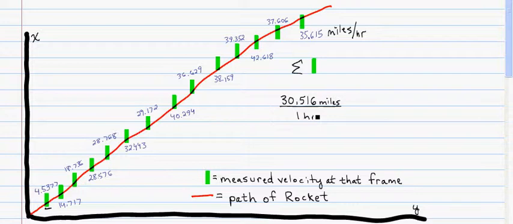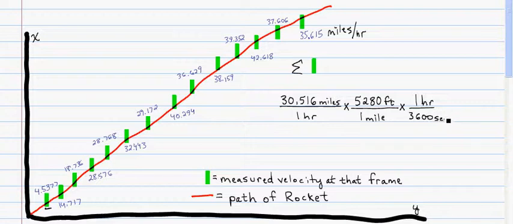So knowing that I would need to convert this back to feet per second to make it work easier in the formula that I was going to use, I'm going to go ahead and do that now. To convert this, I would multiply it by 5,280 feet in 1 mile, times in 1 hour there are 3,600 seconds. The hours will cancel out, the miles will cancel out, and we'll be left with feet per second.